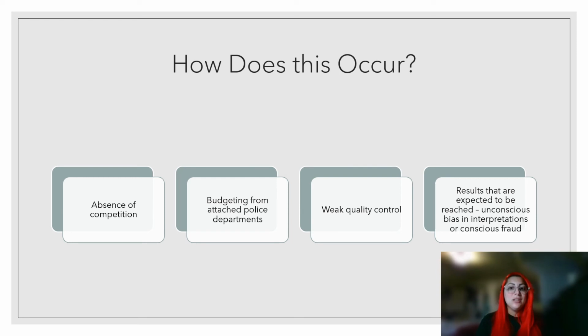And then also results that are expected to be reached, unconscious bias in interpretations or conscious fraud. So again, if they're thinking that results are supposed to be one way, they may just sway it that way so that they come up with the same results or similar results to what they believe is supposed to happen.